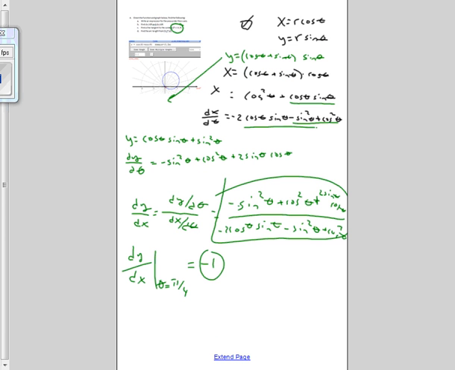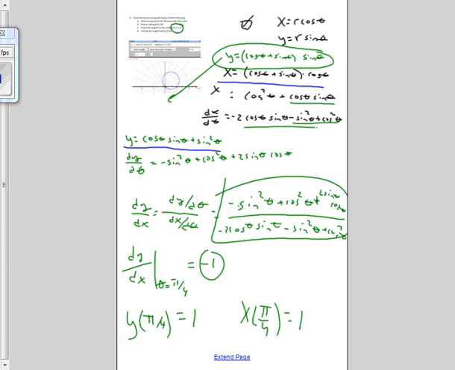And then we need to find y at pi over 4. Well, putting pi over 4 into this equation ends up getting us 1. And x at pi over 4 also equals 1. I'm just putting pi over 4 into x and into y, and when you do that, you get 1 back.